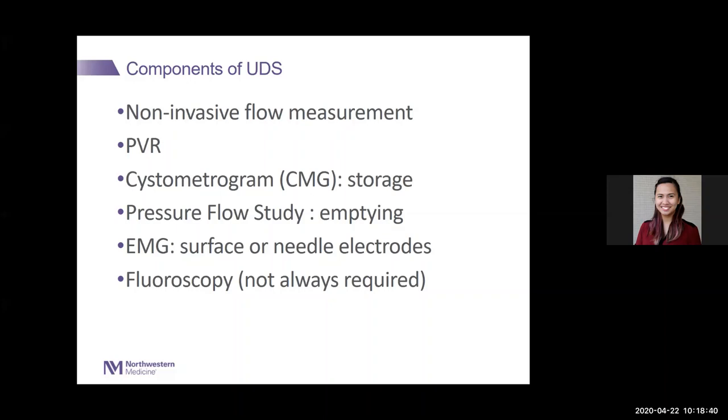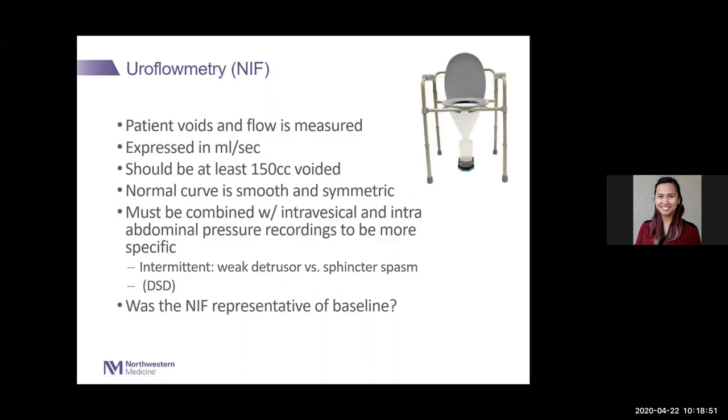We have it. It's sometimes a nice adjunct if you don't get the answer you wanted, or say the actual urodynamics catheter slides out and you've lost your pressure measures. Sometimes the imaging can tell you a good amount about what's going on.